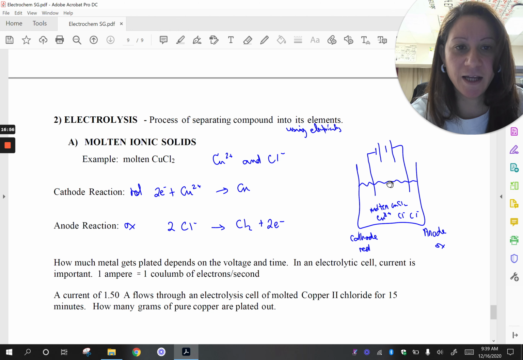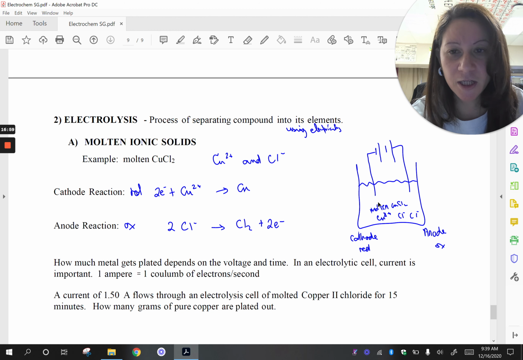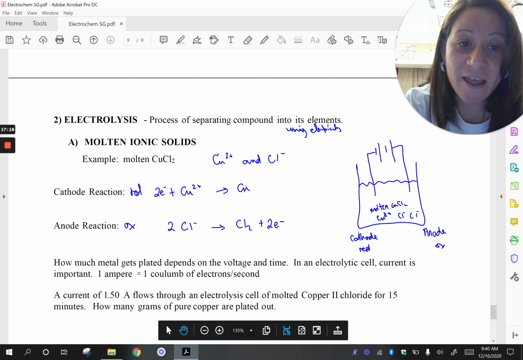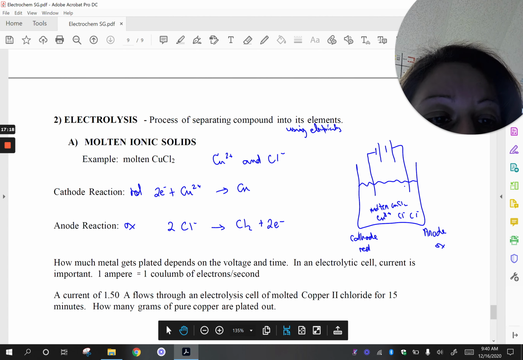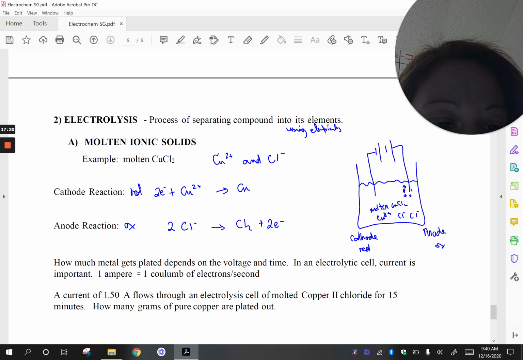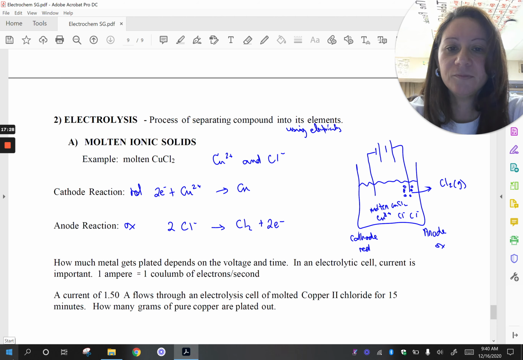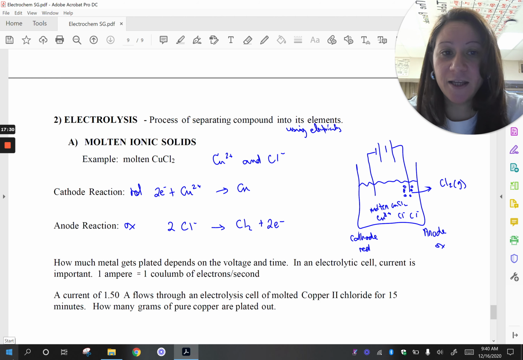So let's look at what's happening in my cell here. This is the anode, and there's my chloride turning into chlorine gas, Cl2. The chloride ions in the molten CuCl2 are turning into chlorine gas. At the anode, where that wire is, I'm going to see some bubbles. This is Cl2 gas that is bubbling. So that's what's happening at the anode.